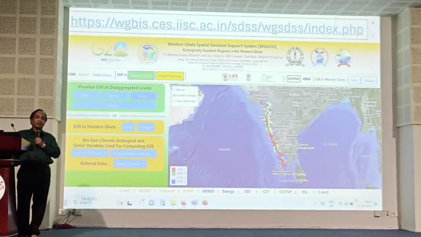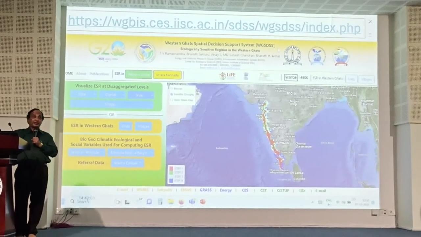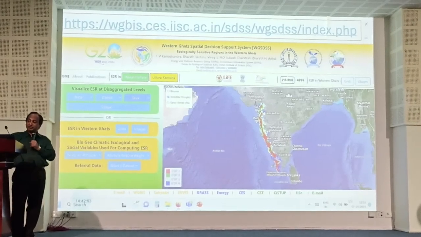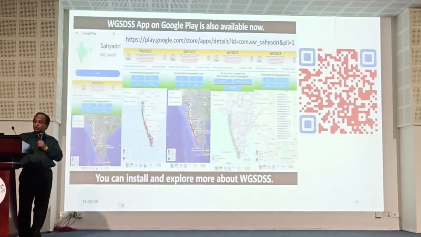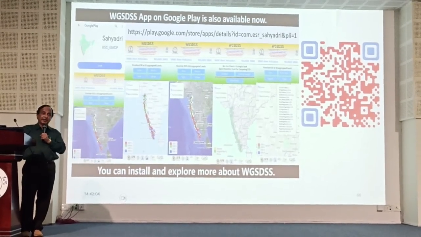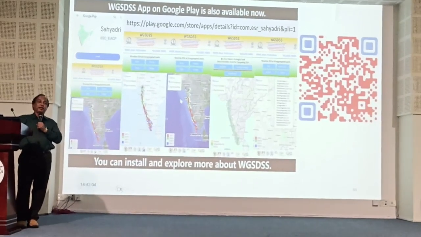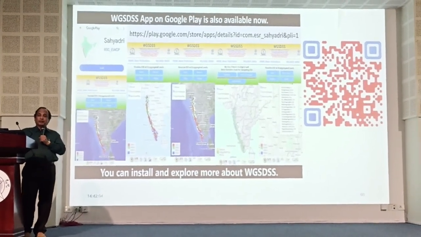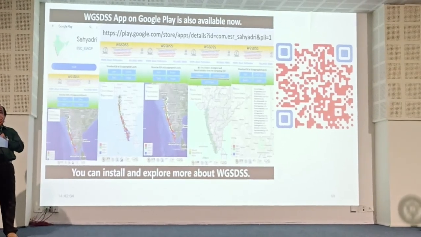We developed a decision support system in which you can see which are the ecologically sensitive regions in the Western Ghats at village level. Okay, this is the QR code. You can download that. You can also go through that. That's called Sahyadri. You can visualize at village level which villages are ecologically sensitive. It's an ecologically vulnerable region.